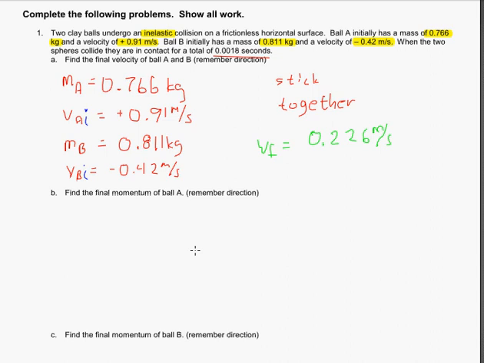So it says find the final momentum of ball A. Well, that's pretty simple, guys. This is actually pretty straightforward. This is just going to be PAF equals MAVF. And I can just do this real quick for you guys. That's 0.766 times this number, the 0.22, and you should get it equal to 0.1731 kilogram meters per second. Once again, guys, if I made a mistake here, it's going to filter into these. I think I did that all right.